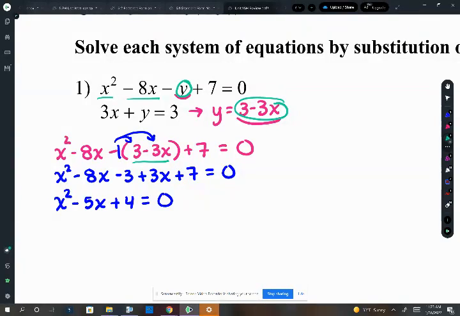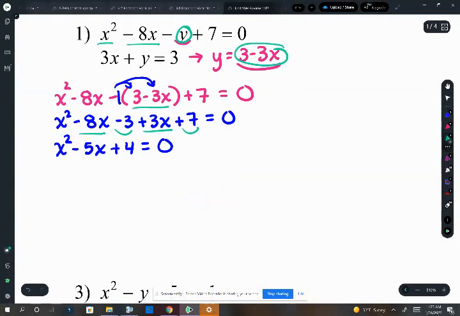And now we're going to combine like terms. So we've got negative 8x plus 3x, which is negative 5x. And then we have negative 3 plus 7, which is 4. And so now you're at a quadratic in standard form. And so from here, you should be good in saying, okay, we're just going to factor.